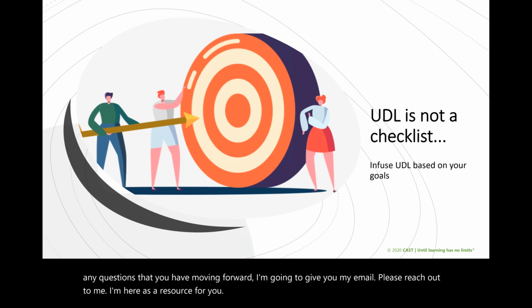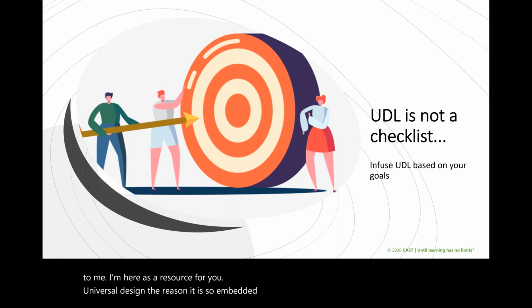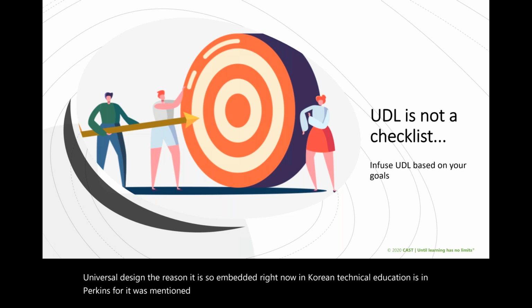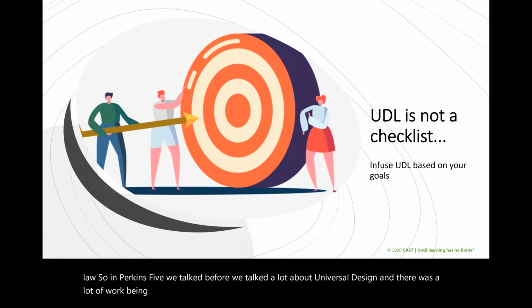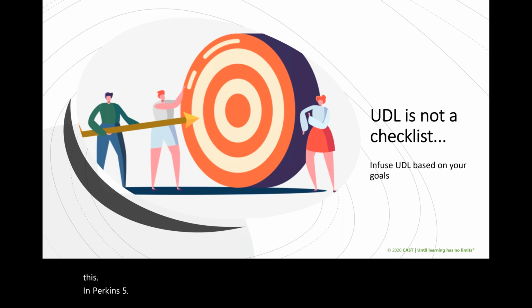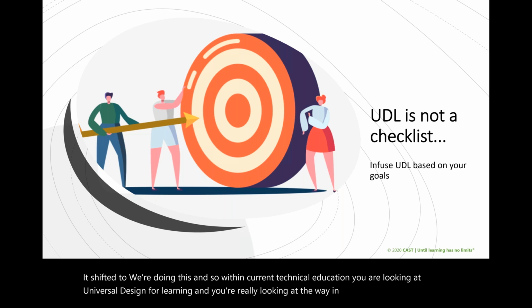Universal design, the reason it is so embedded right now in career and technical education is that in Perkins 4, it was mentioned. In Perkins 5, it was actually a declaration and really part of the law. So in Perkins 4, we talked a lot about universal design, and there was a lot of work being done saying it's a great lens, it's a great equity lens, we should really look at this. In Perkins 5, it shifted to we're doing this. And so within career and technical education, you are looking at universal design for learning, and you're really looking at the way in which you can engage with universal design.